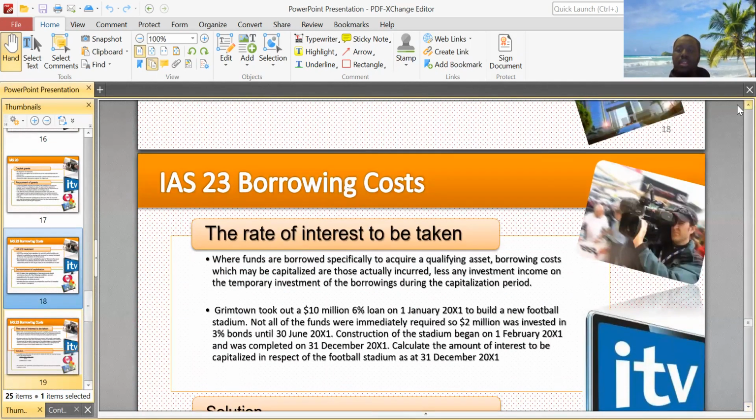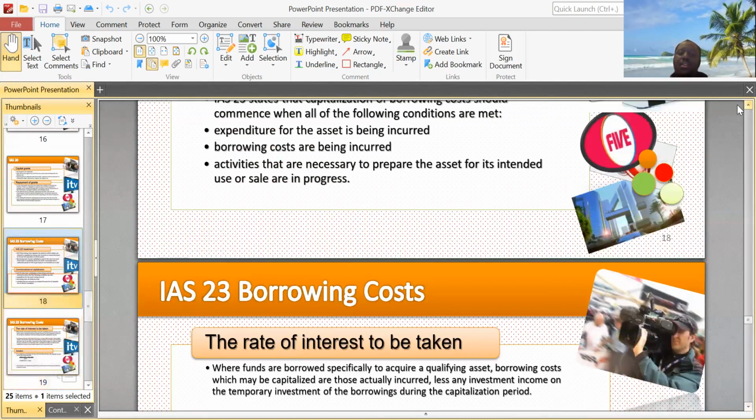Now let's look at borrowing costs in terms of the rate of interest. When we say borrowing costs, if you go to a bank to get money, it comes with a cost. Other people call it interest rate, some people call it finance costs, and you can also call it borrowing costs. It comes with a cost. It's not free.